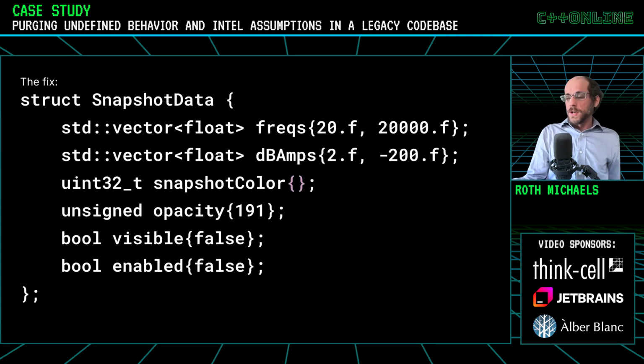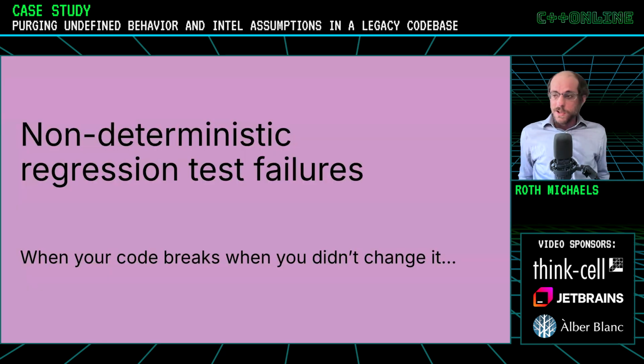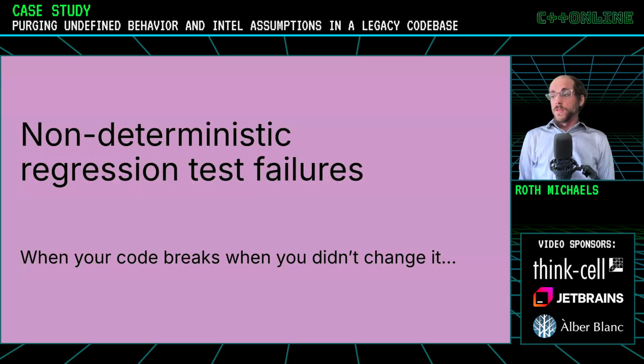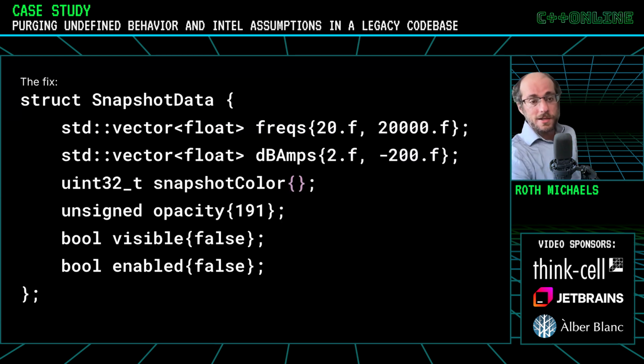And the resolution, short term, was to just default initialize that value, so we always had a good value. And then we would also later improve that serialization code to not do that copy.